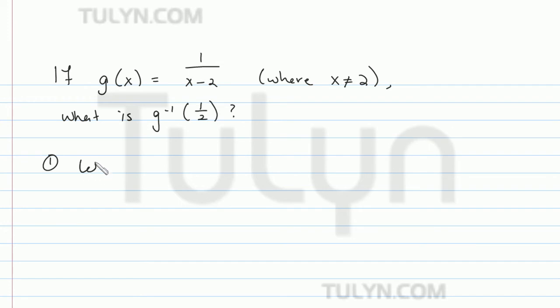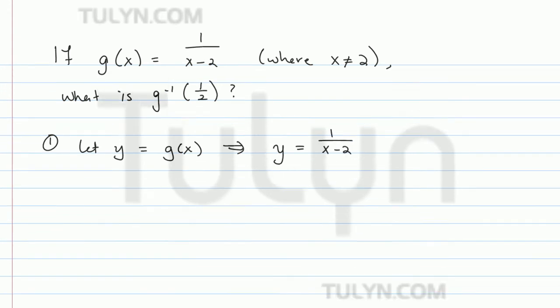The first step is to let y be equal to g of x. This is sort of a notational thing. You just want to replace your g of x with a y and put it in y notation. So we get y is equal to 1 over x minus 2.